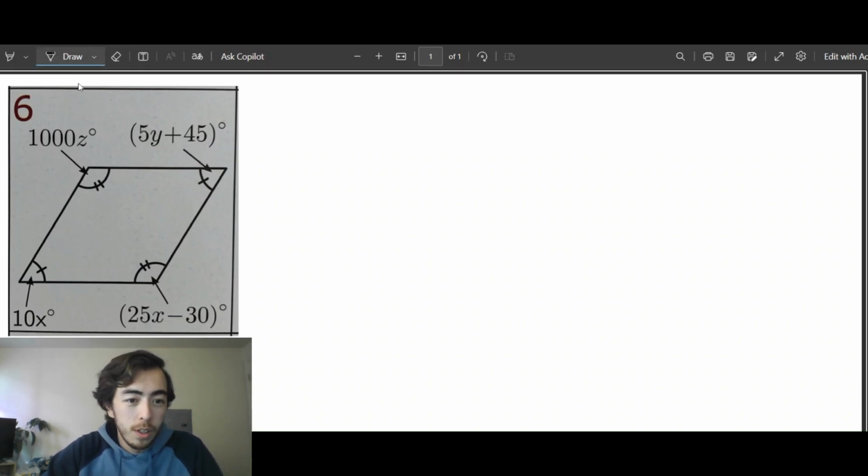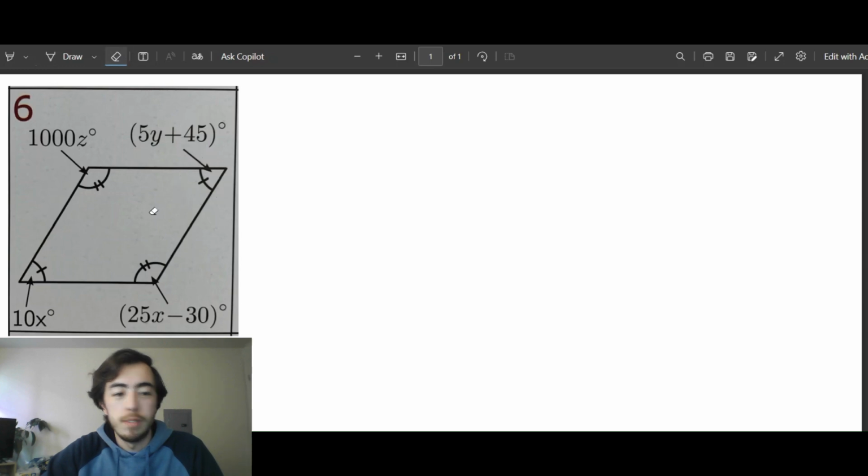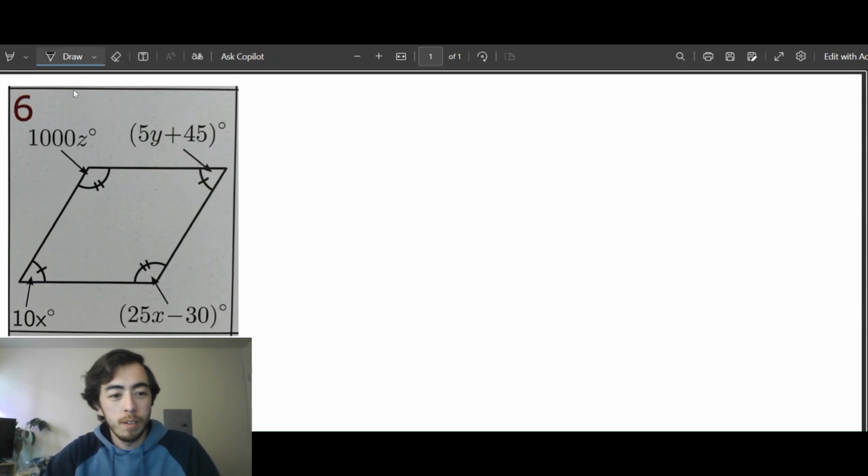Okay, so it looks like we have a parallelogram. I see that we have two pairs of congruent angles, and in this setup, I know that we have some kind of parallelogram. Let's just prove that it is a parallelogram real quick. And then once we know it's a parallelogram, we can do some stuff with it.